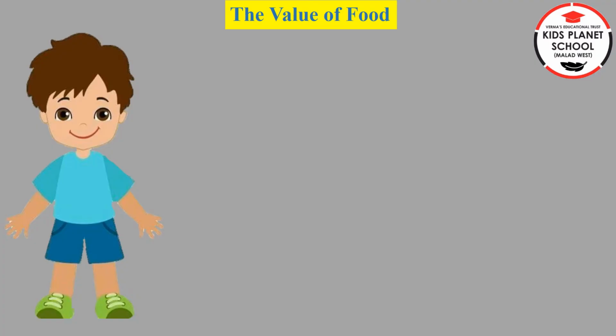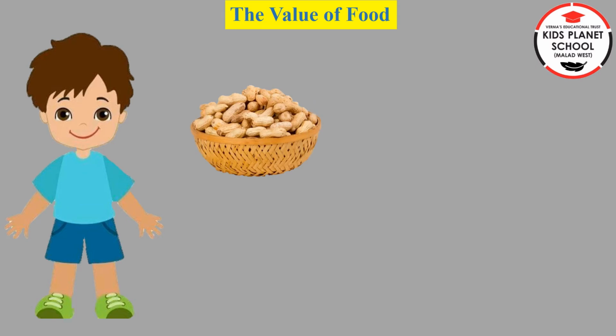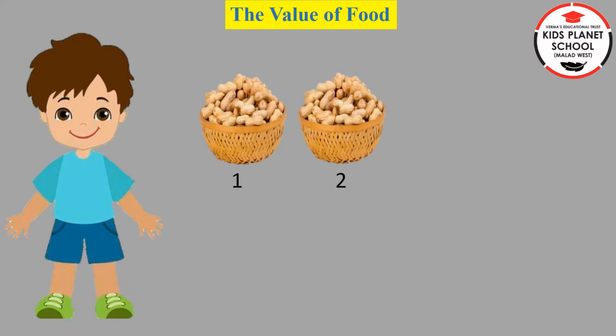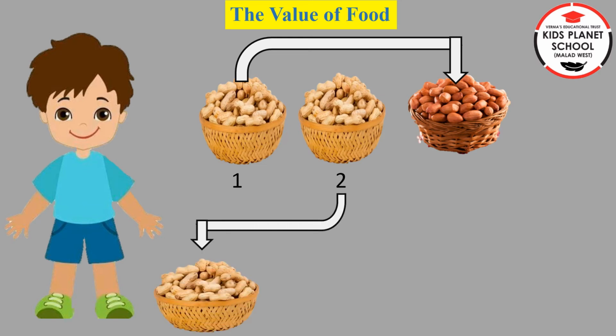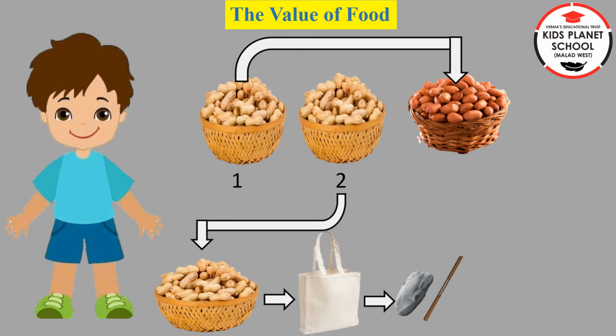Mother asked Arjun to take a basket of dried groundnut pods. Then she told him, divide the groundnut pods into 2 portions. For the first portion, Mother told Arjun to shell the groundnut pods, that is, to remove the groundnuts from the pods. And for the second portion, she told him to put the pods into the cotton bag. Then tie the mouth and pound the bag, meaning beat the bag with a stick or stone.